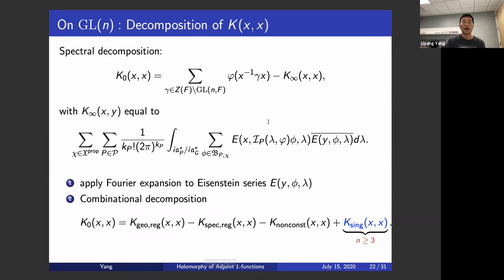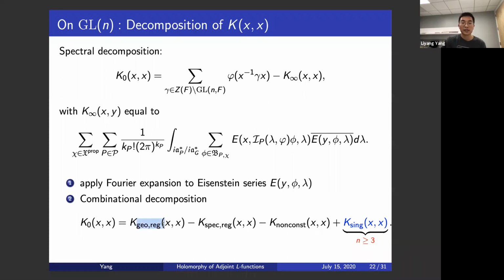Anyway, let's look at the higher rank case. So similarly, we'll start with spectral decomposition. K0 is again the contribution from the cuspidal spectrum, this is the whole kernel, and this is from the non-cuspidal spectrum. It has the spectral expansion like this, and these are Eisenstein series. What we will do is apply Fourier expansions to these Eisenstein series. Eventually, we will have a combinatorial decomposition of this K0 into four terms.